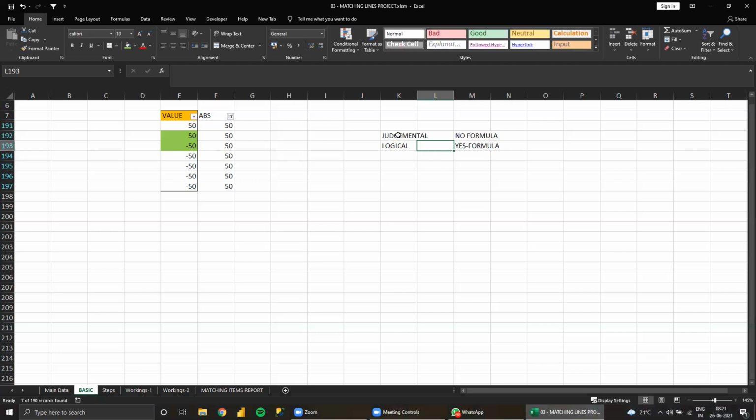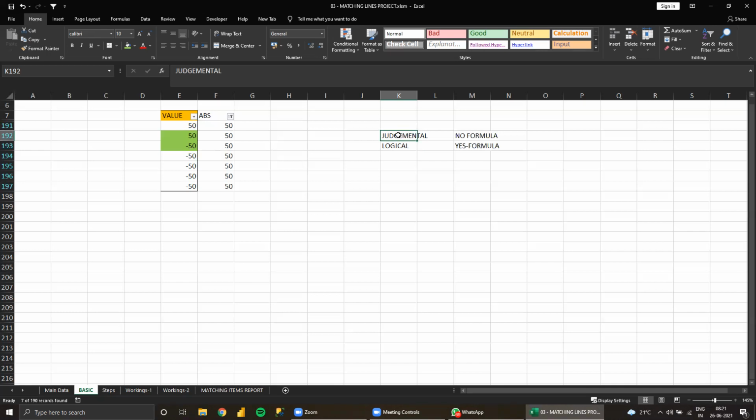Okay. So, judgmental, please, you cannot build a formula. Logical, you can build the formula. Now, judgmental can be logical. Through formula, you can convert it to logical. Please understand, that's what advanced Excel is all about. I'll repeat again. Judgmental situation also, when you think, you can convert it to logical.